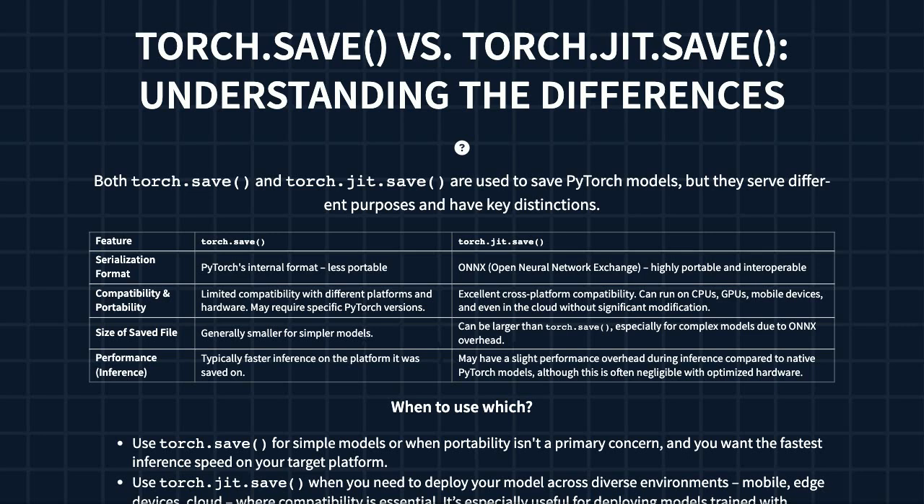Now, Torch Save is cleverer. It converts your model into ONNX, a standard format for representing neural networks. This means your model can run on a huge range of platforms, CPUs, GPUs, even mobile devices, and in the cloud. While it might be slightly slower during inference sometimes, the increased portability and compatibility often make it the better choice, especially when you're deploying to different environments.